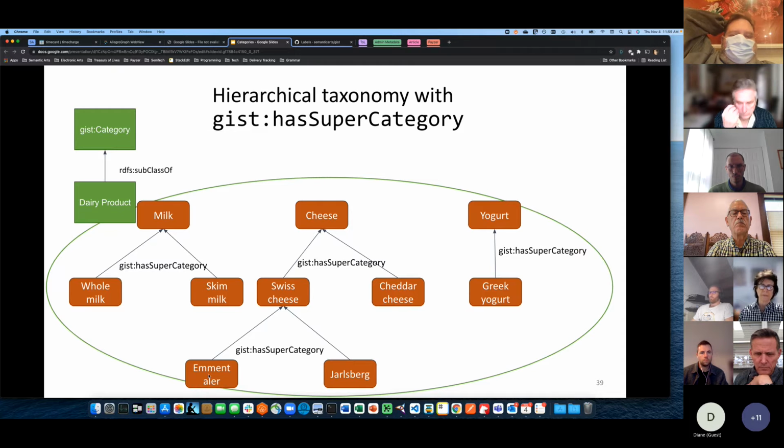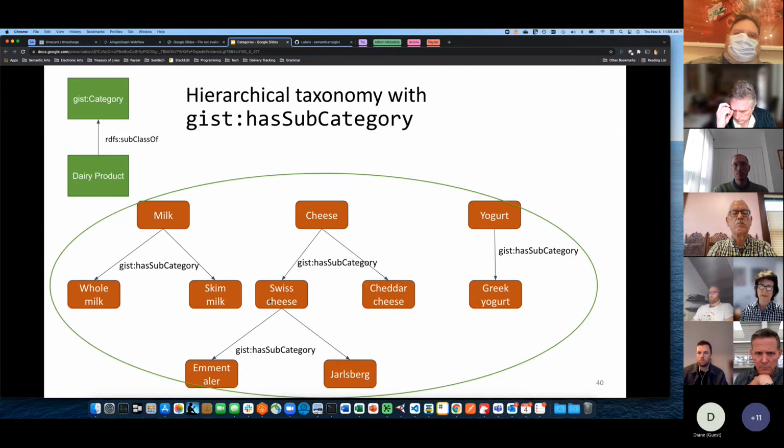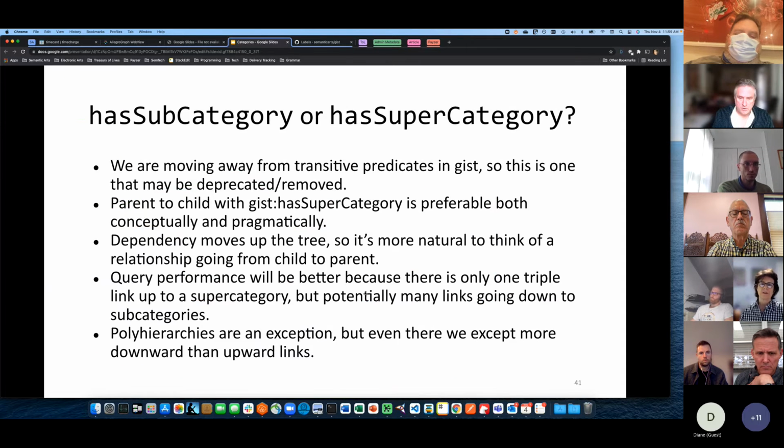So essentially, if I'm searching for the supercategory of Emmentaler cheese, all I have to do is look up one step in the tree. If I'm looking for the subcategories of cheese, there could be many results returned. The exception to that would be polyhierarchies, where something can have more than one parent. But typically we don't work with those.